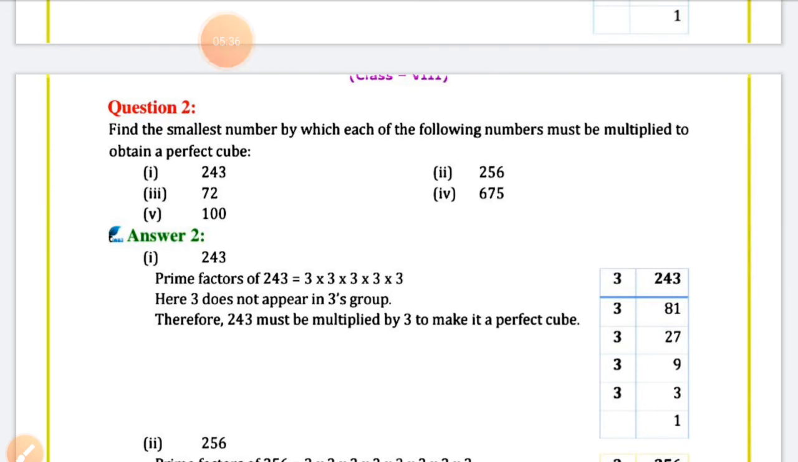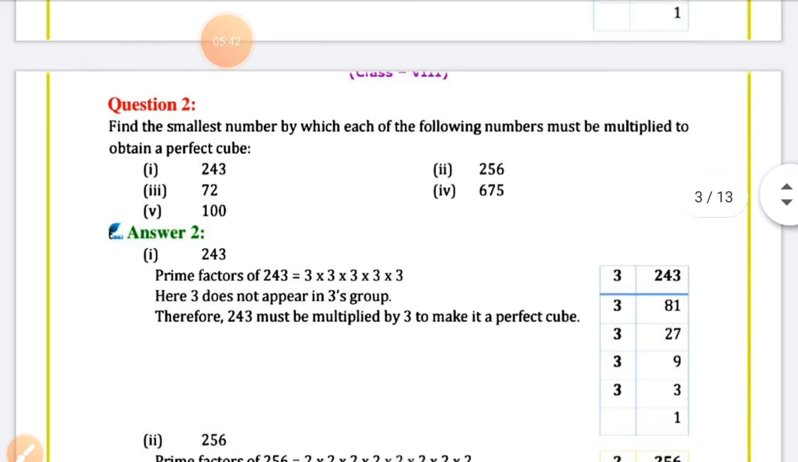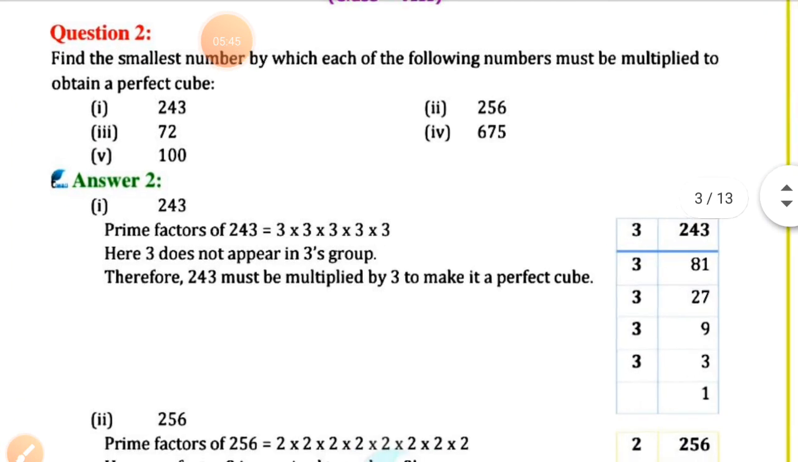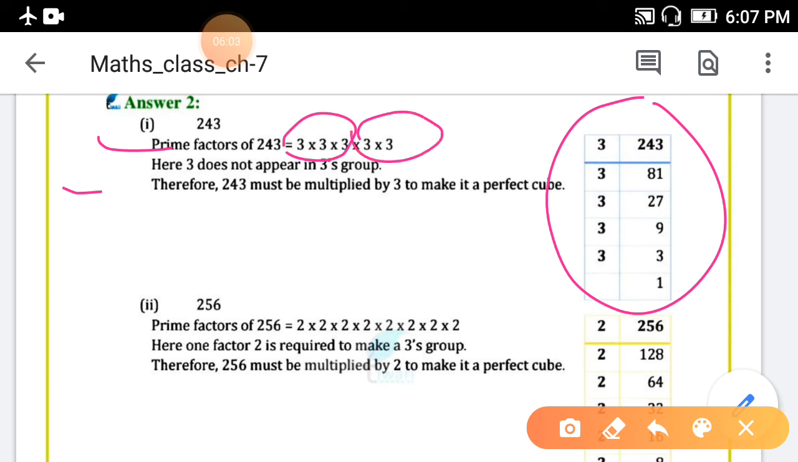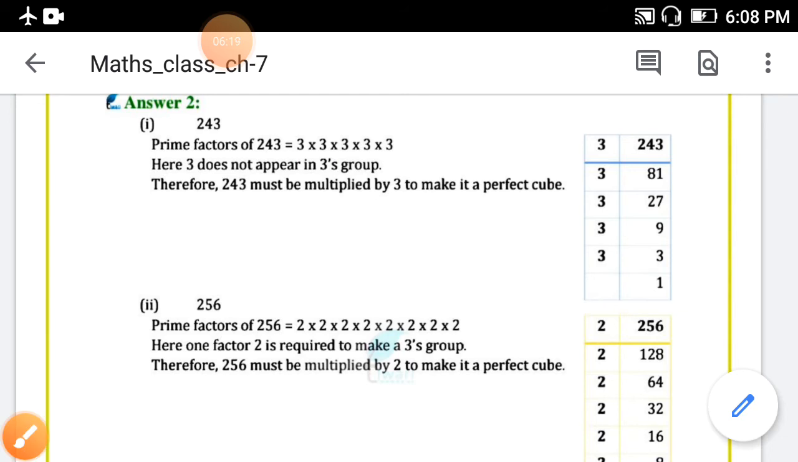Question number 2. Find the smallest number by which each of the following numbers must be multiplied to obtain a perfect cube. Here also the same method. First number 243. Find out the prime factors. Here prime factors are written. Now find out which factor does not appear in a 3s group. So first group, here it is, and this is the second group. In the second group 3 appears only 2 times, but we want to make it a 3s group. So that's why 243 must be multiplied by 3 to make it a perfect cube.